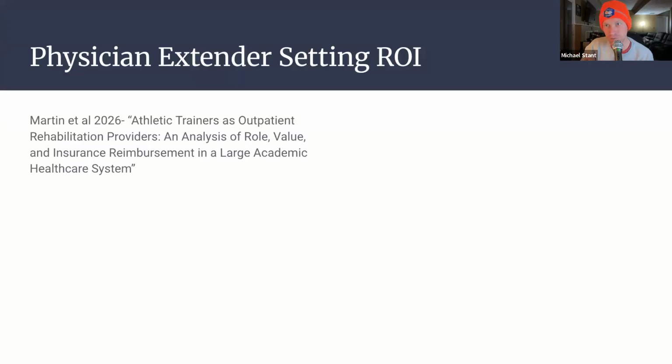So another common setting that we're all at is the physician extender setting. To be honest, it's only one study, very recent, just came out. It was online first originally. It looked at how athletic trainers were able to bill or be reimbursed while working underneath the physician. I want to say it's University of Wisconsin, but don't hold me to that.